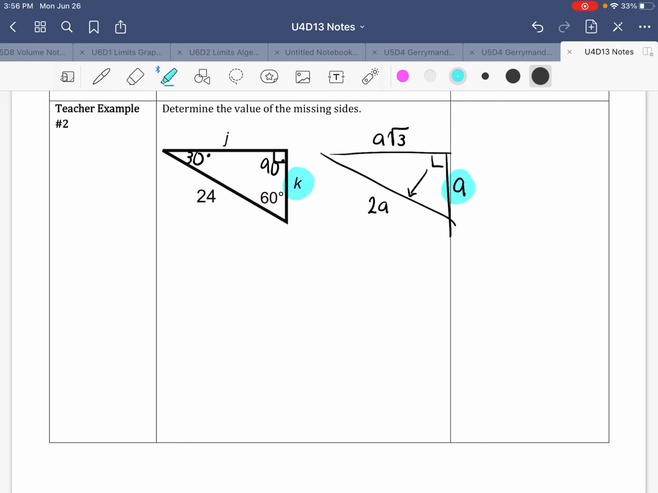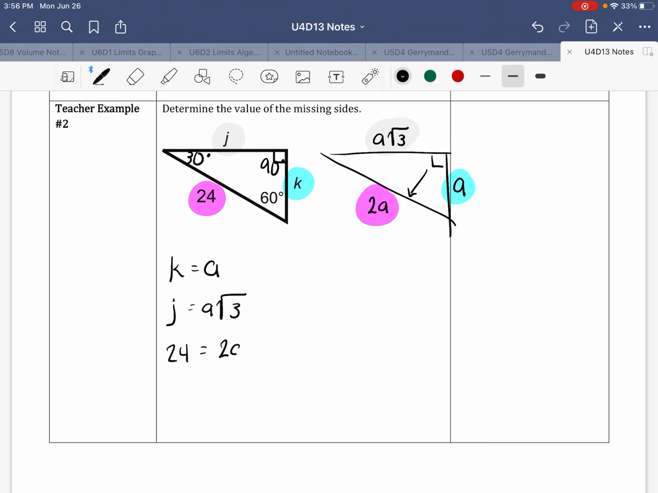So here, K corresponds with A, J corresponds with A square root 3, 24 corresponds with 2A, and I can write my 3 equations. K equals A, J equals A square root 3, and 24 equals 2A. And again, we're going to look for which equation only has one variable. This 24 equals 2A has one variable. But A is not isolated yet, which means we need to solve this equation for A.